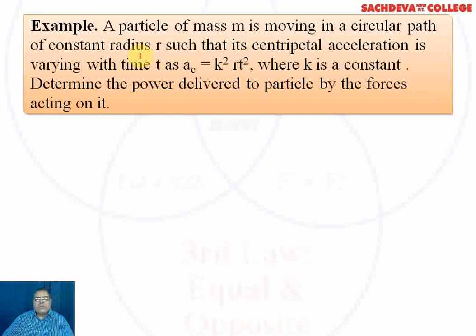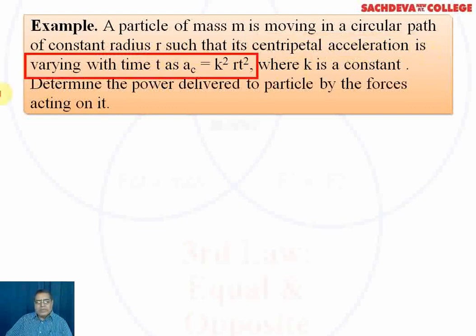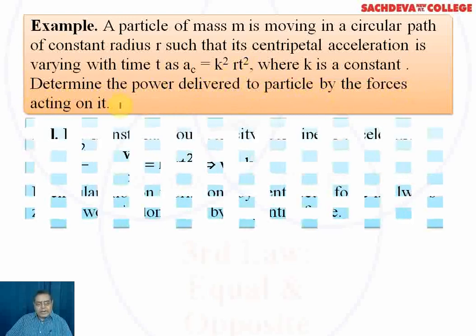So in this question, we have to use the formula of the centripetal force, and it is given that a particle moves in a circle of constant radius such that its centripetal acceleration is varying with time. The centripetal acceleration is given in the question as k squared r t squared, where k is a constant. We have to determine the power delivered to the particle by the force acting on it.